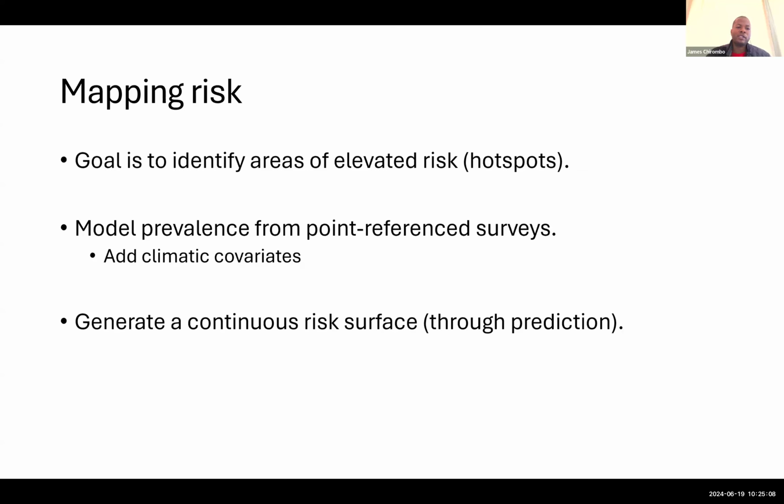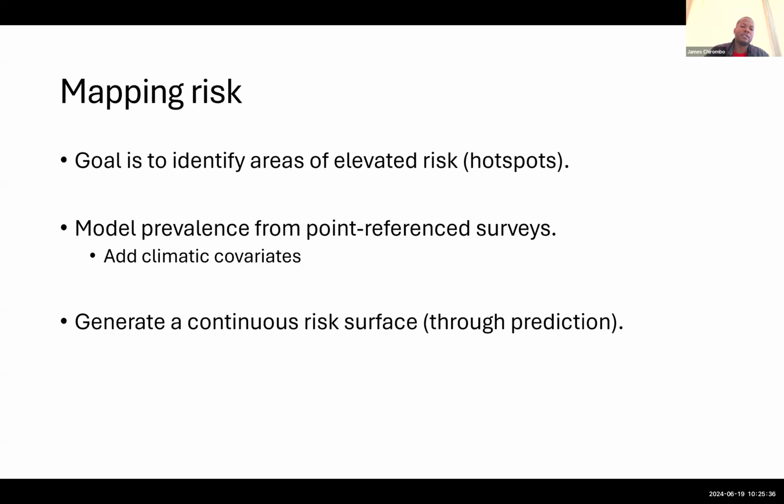So in this case, we use data from past point reference surveys. So surveys that were just conducted in different locations like villages. Can we use this discrete set of points to have an idea of a continuous surface for Malawi? Basically bring a prediction.